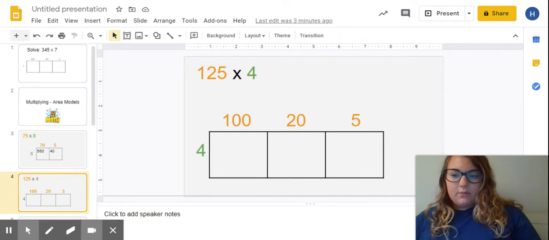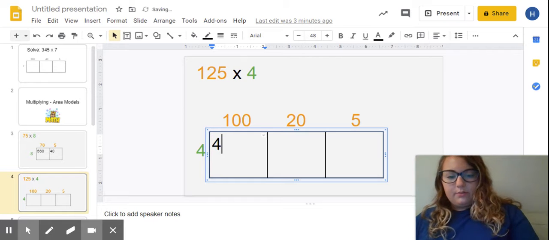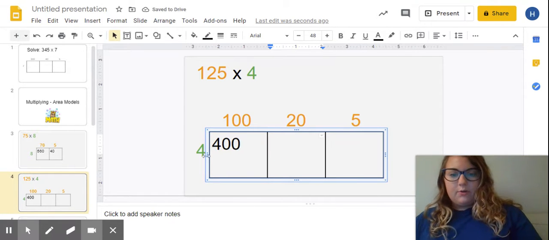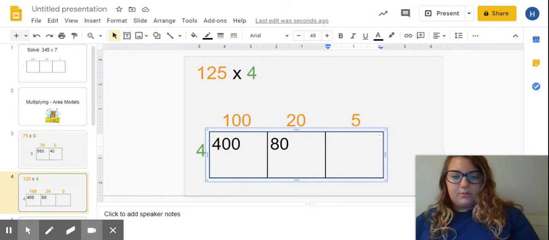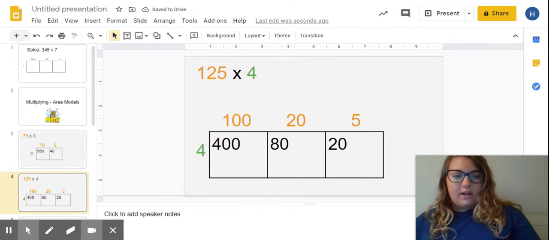So we are going to do the same thing that we did with our last area model. I'm going to multiply 4 times 100, which will be 400. Then I'm going to multiply 4 times 20, which is 80. And then 4 times 5, which will give me 20. So now that I have my area model completed, I need to add up each number together to get my final product of 125 times 4.